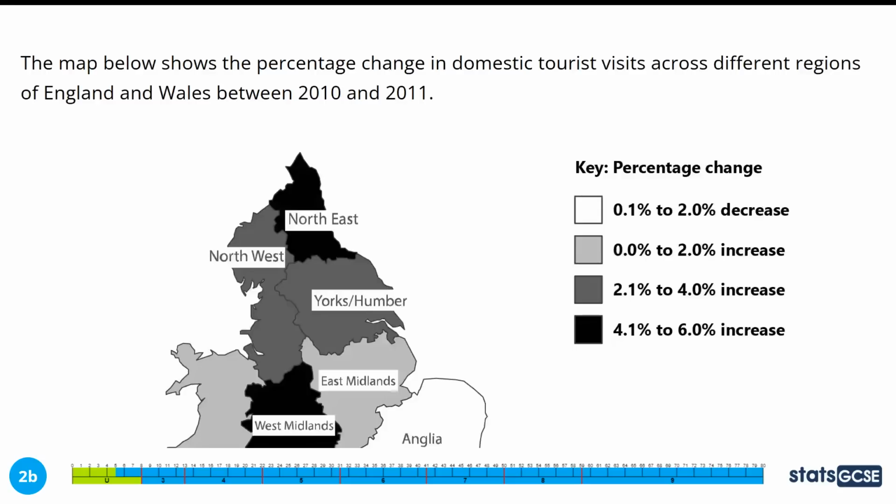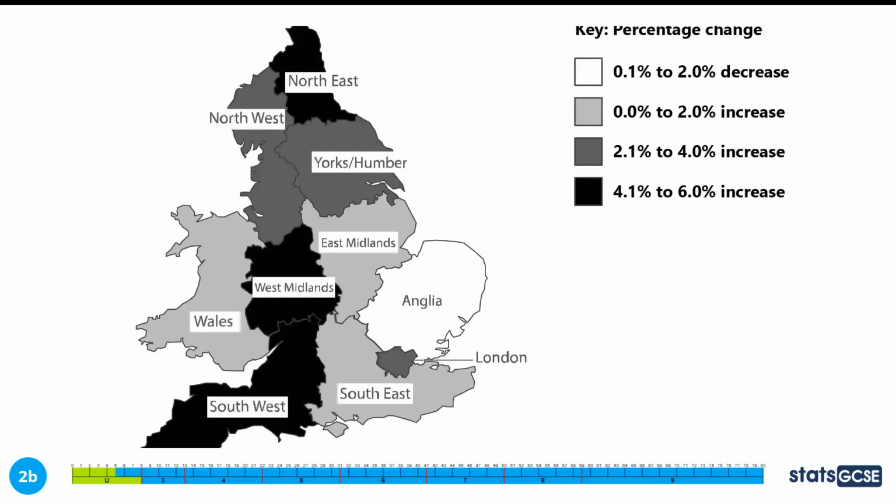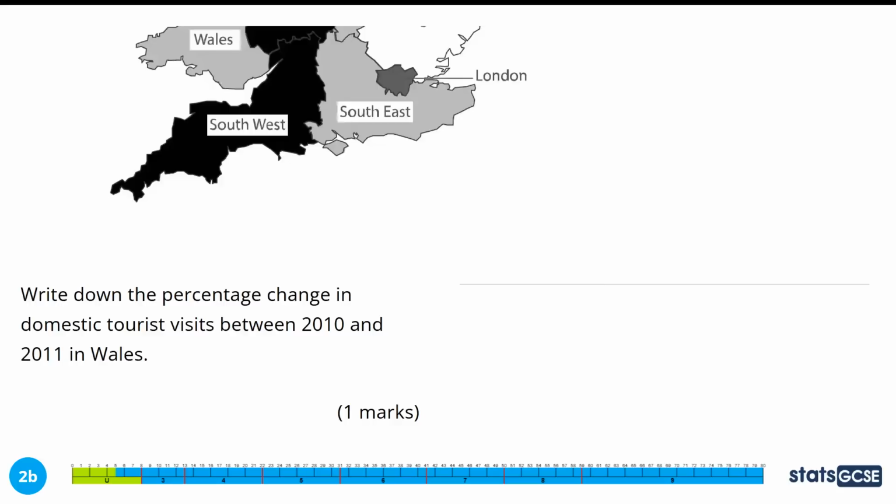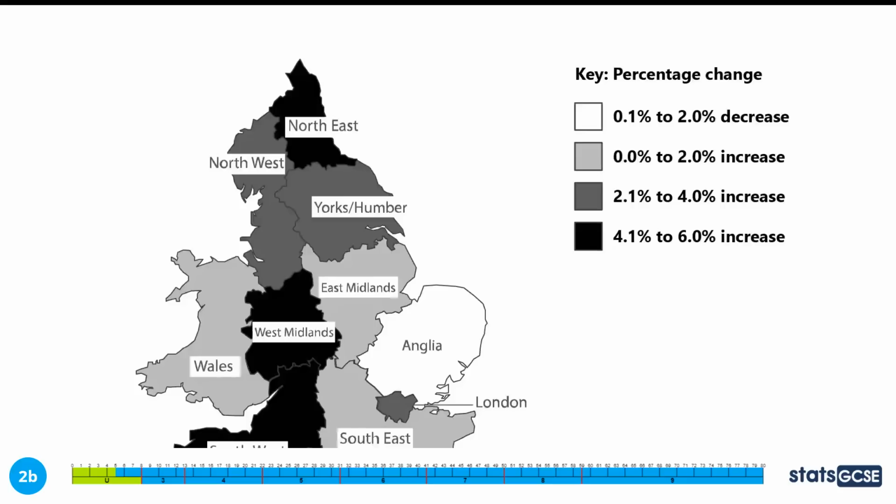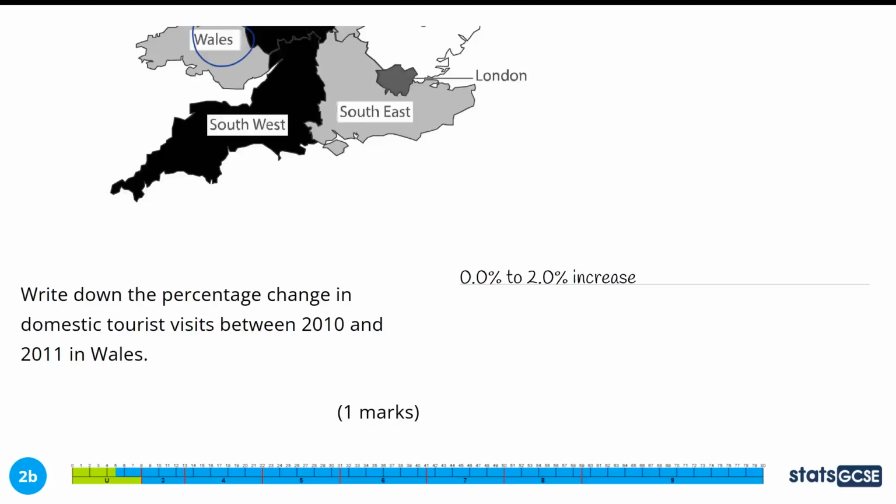The map below shows the percentage change in domestic tourist visits across different regions of England and Wales between 2010 and 2011. Write down the percentage change in domestic tourist visits between 2010 and 2011 in Wales. Looking at our diagram, Wales is here, and you can see the shade here is this shade here. So we're looking at this answer here, which will be a 0 to 2% increase.